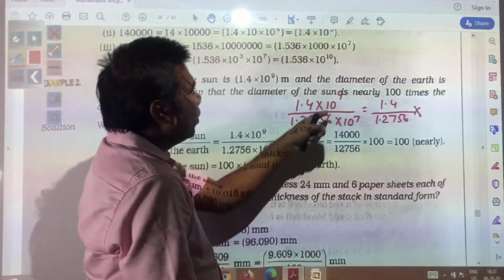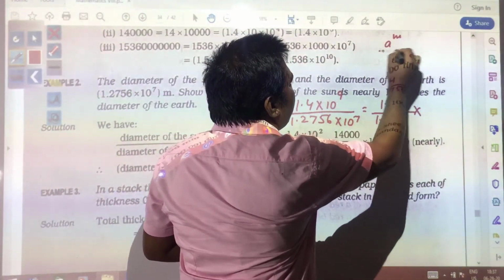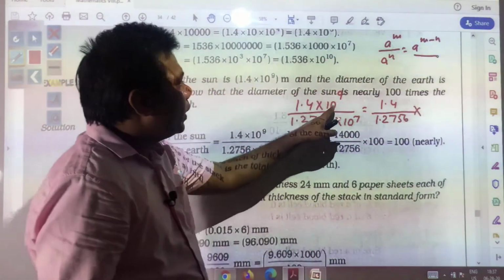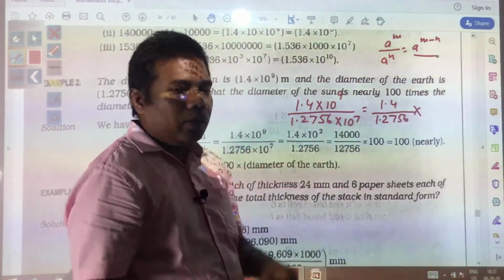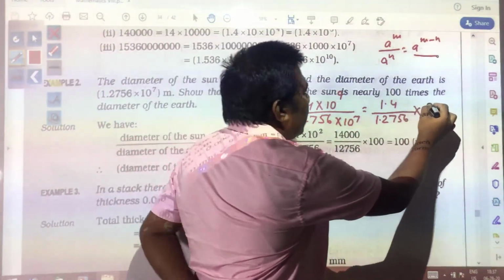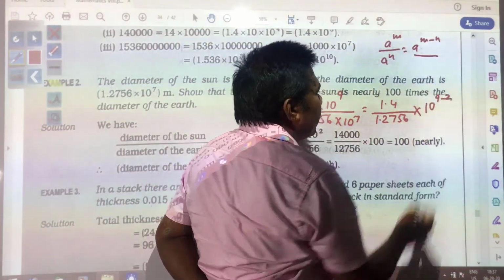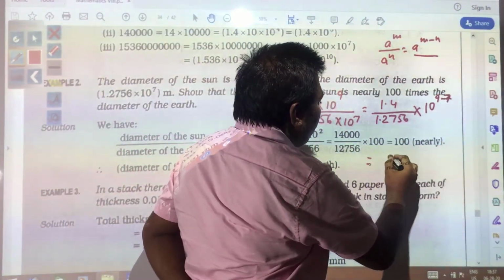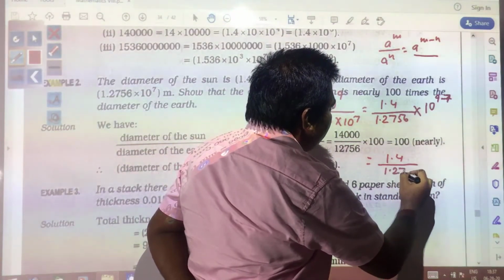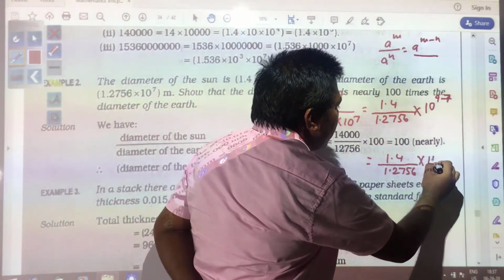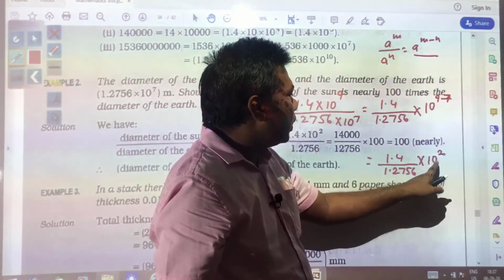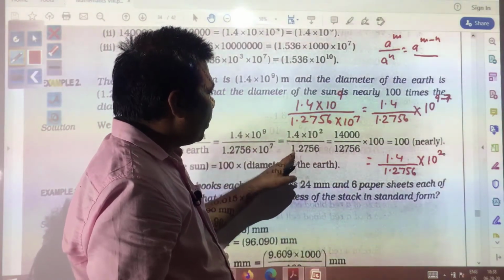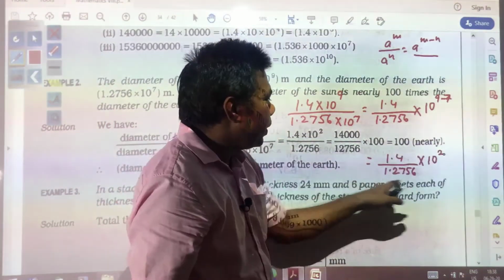Now, here you see formula you have a to the power m divided by a to the power n is equal to a to the power m minus n. Here you see 10 to the power 9 and 10 to the power 7 you have. What you will do? 10 to the power 9 minus 7. So, what you will get? 1.4 by 1.2756 into 10 to the power 2. 9 minus 7 is equal to 10 to the power 2. The same thing has been written, 1.4 into 10 to the power 2 divided by 1.2756. The same number has been written.